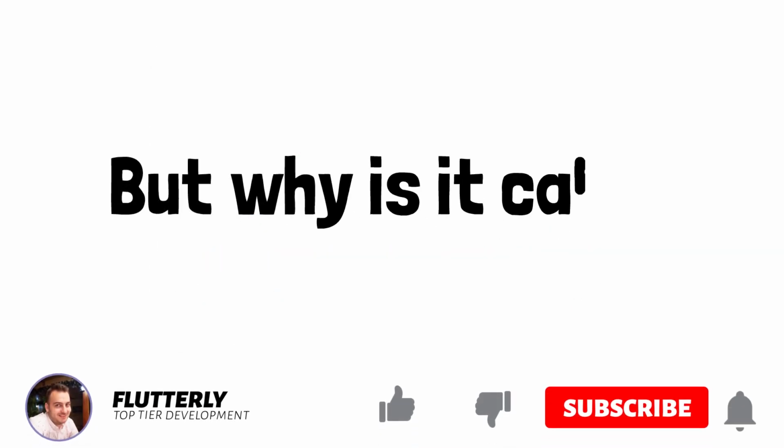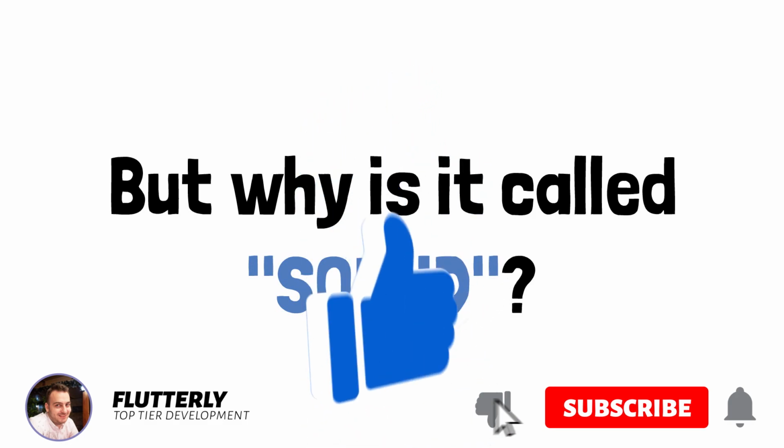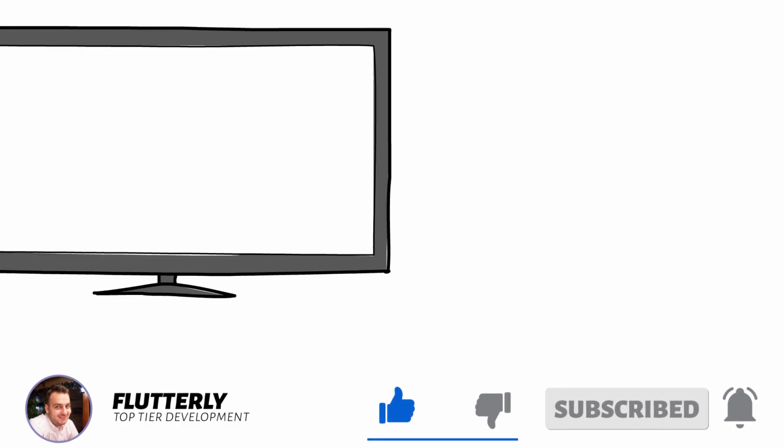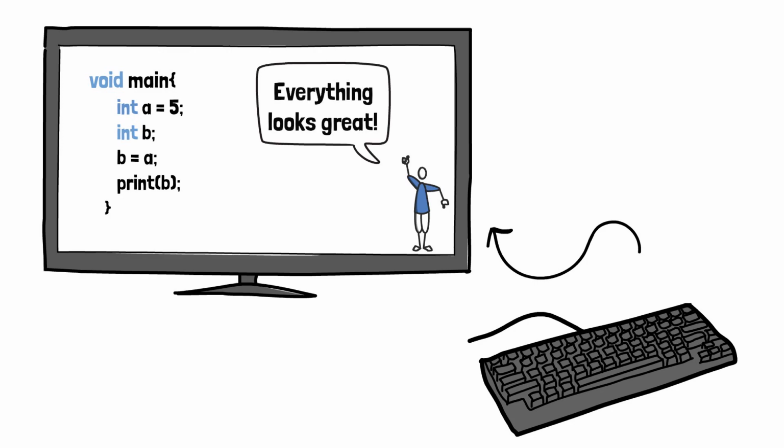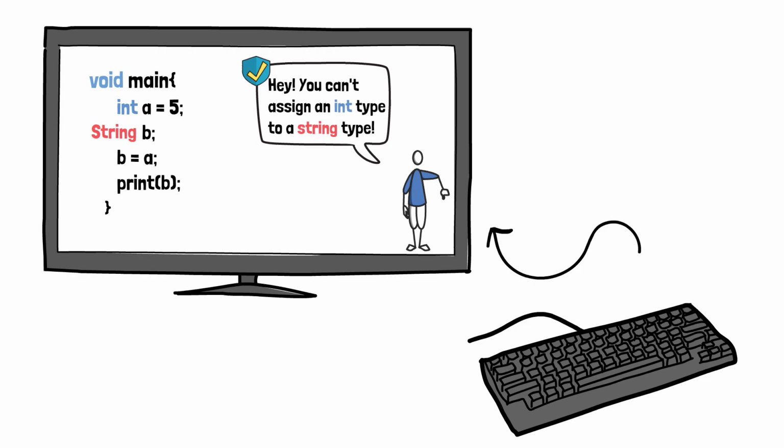But why exactly is it called sound? Well, I'd like to imagine that whenever you type code on your keyboard, you're making noise, right? Imagine that for every key you press, the sound print is being sent to the Dart static analyzer. He checks everything and makes sure that the code you wrote is type safe. When he detects that something isn't right, it will display an error and won't let you run the program at all until the issue is solved.